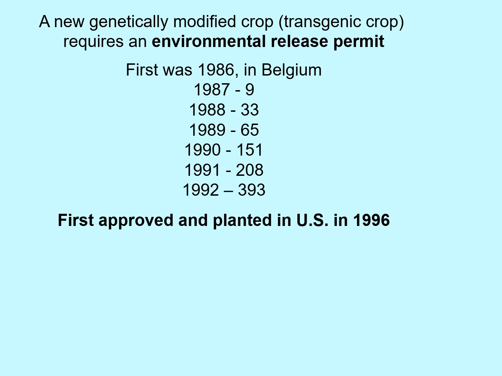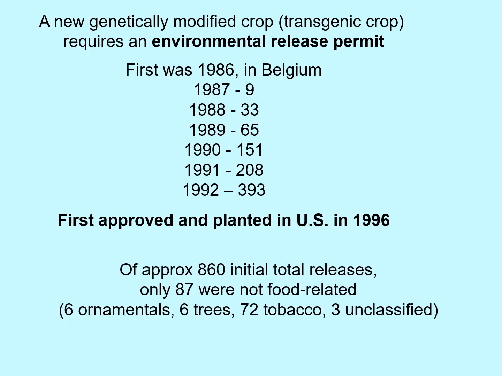A new genetically modified crop requires an environmental release permit, and the very first of these was issued in 1986 in Belgium. And by 1992, 393 permits had been released. The first approved and permitted plant in the United States was in 1996.